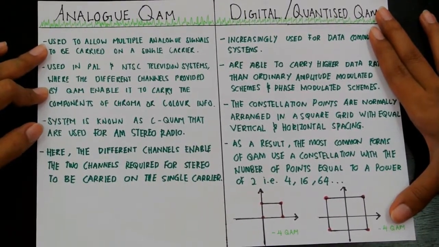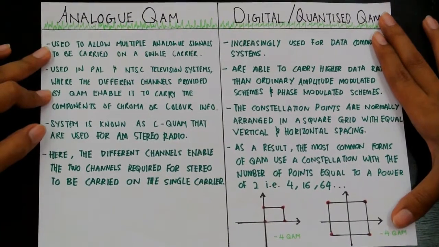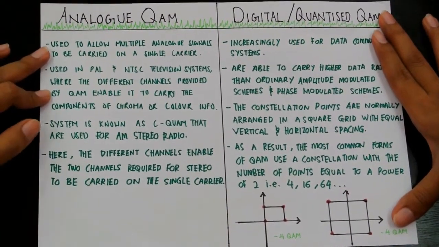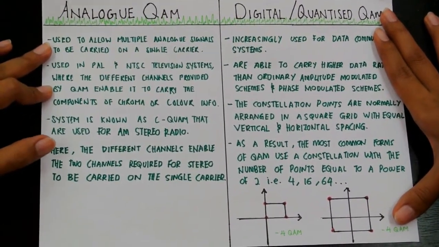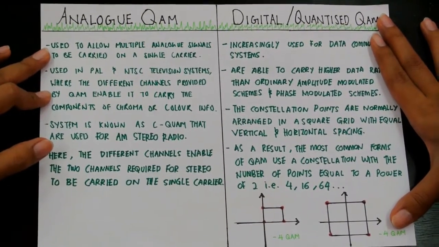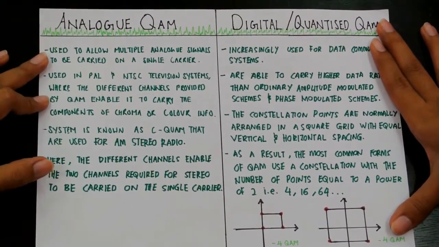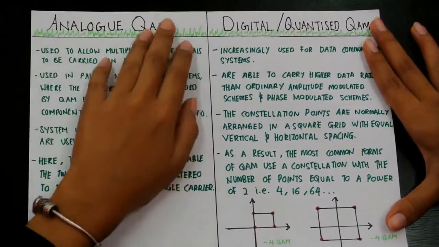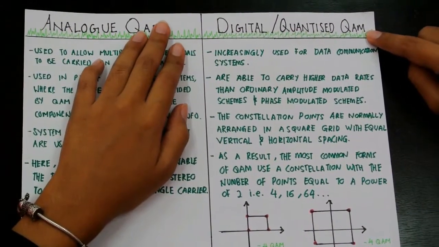A system known as C-QAM is used for AM stereo radio. Here, the different channels enable the two channels required for stereo to be carried on the single carrier. Now we move on to digital or quantized QAM.